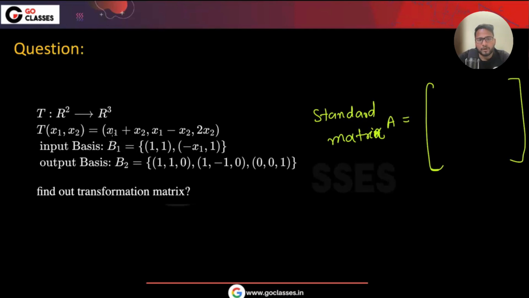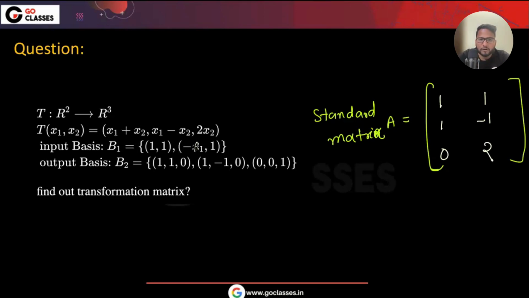Okay, you put x1 equal to 1, it will be 1, 1, and 0. You put x2 equal to 1 this time, it will be 1, minus 1, and 2. Right? This is the standard matrix. But let's suppose they are looking for something like this. Assuming this is minus 1.